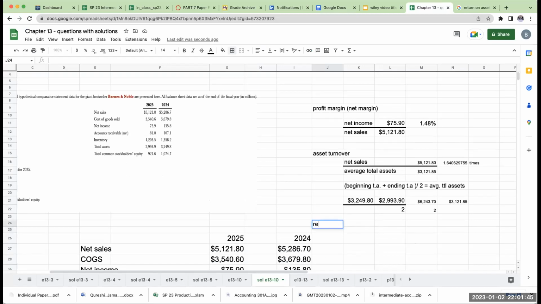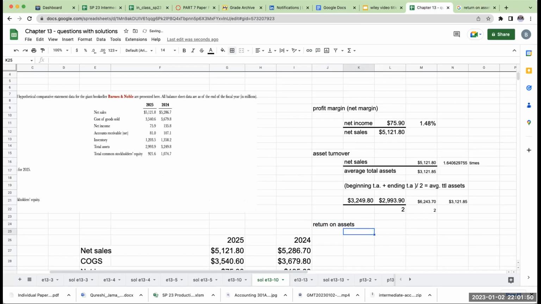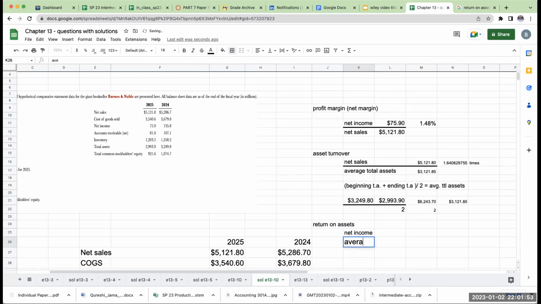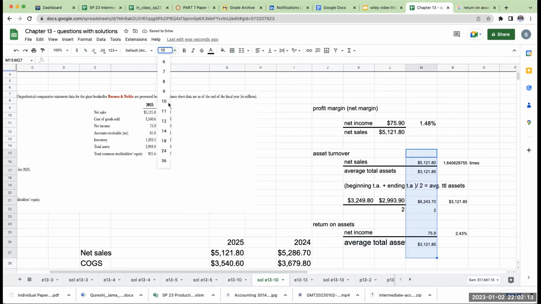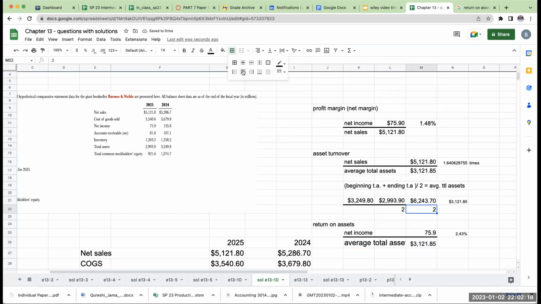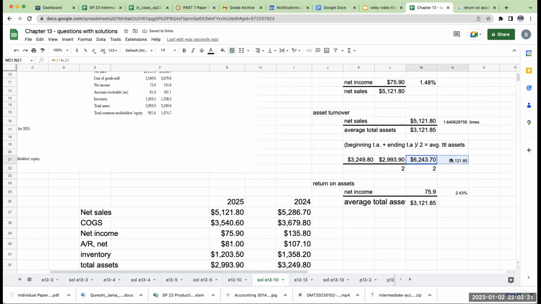So over here, we have return on assets. This is going to be my net income divided by the average total assets. Okay, my net income is 75.9 million. My average total assets are going to be the same number as up here. So my return on assets is roughly about 2.43%. Is that a good or bad thing? It just depends on the industry that you happen to be in. So don't look at a number and say, oh, that's the right one. It just depends on the industry that you're in.